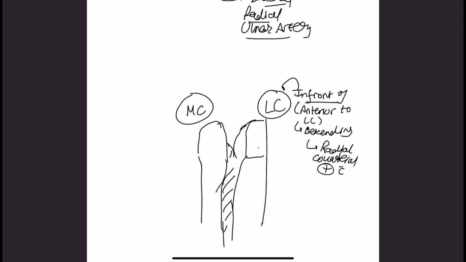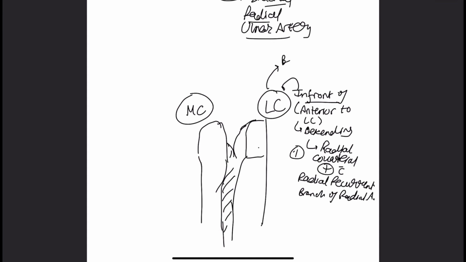Now this radial collateral branch of the profunda brachii will anastomose with the radial recurrent branch of the radial artery. So this is your first anastomosis.